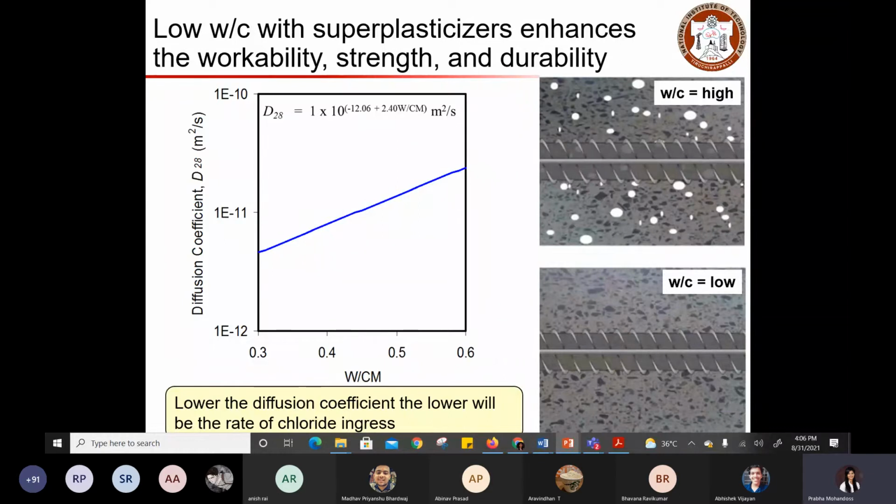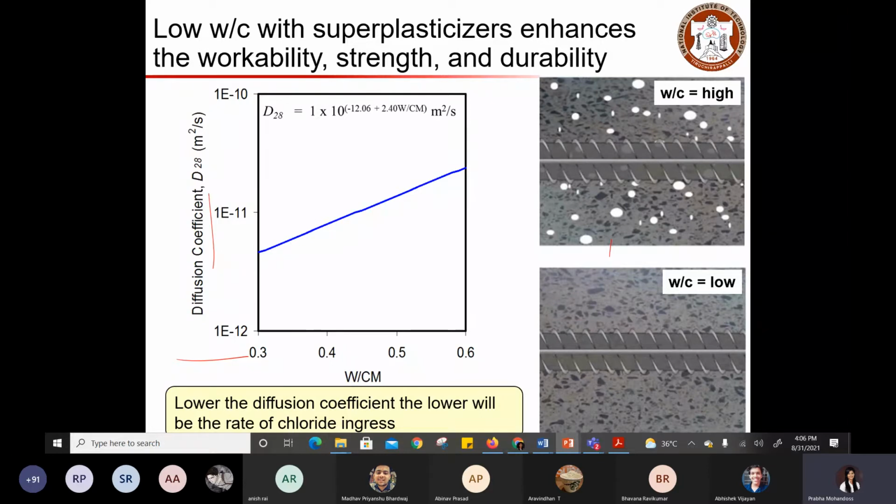strength and durability. So this plot basically indicates the diffusion coefficient. The diffusion coefficient is a parameter that we look at when external elements get diffused through your concrete matrix. So how does it diffuse? Through the pores that are there in the concrete, the foreign agent or external agent can travel, and the rate at which it travels is denoted by the diffusion coefficient.